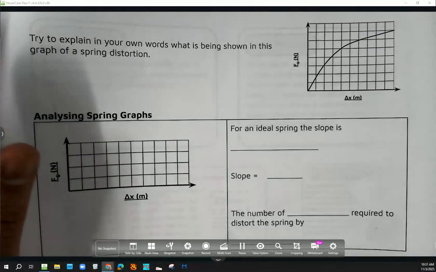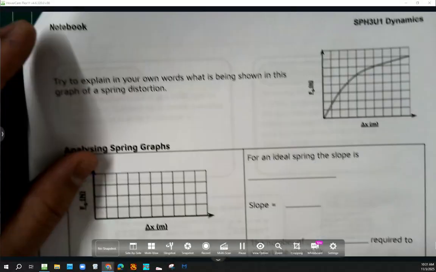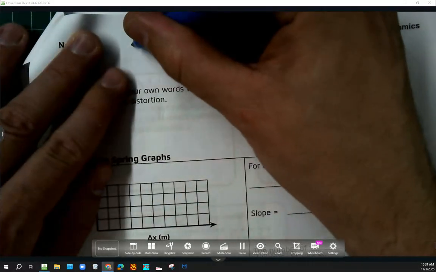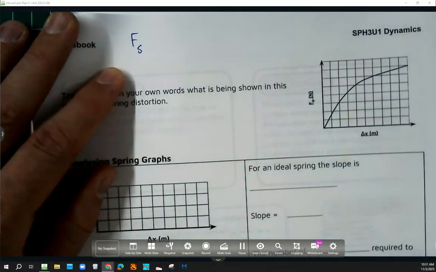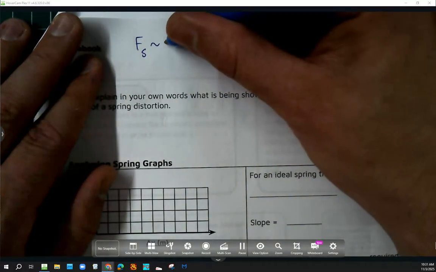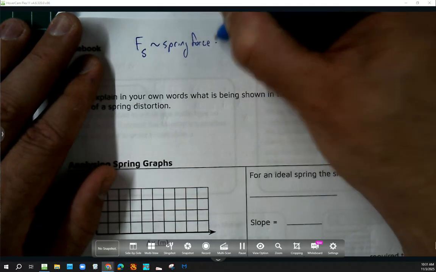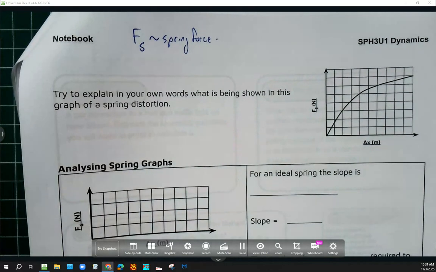All right. So what we were just saying was that, oh, you know what? Maybe just a clarification. There was a question. Didn't we use Fs for static friction? That's true, but in context, we're talking about this as being a spring force. So in context, you need to know that this Fs is spring force.